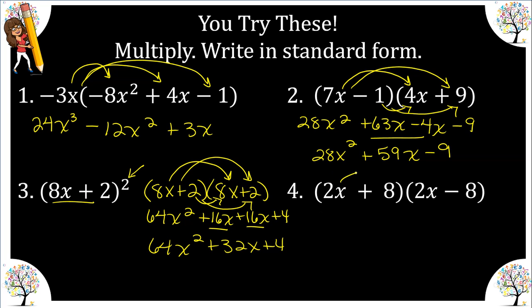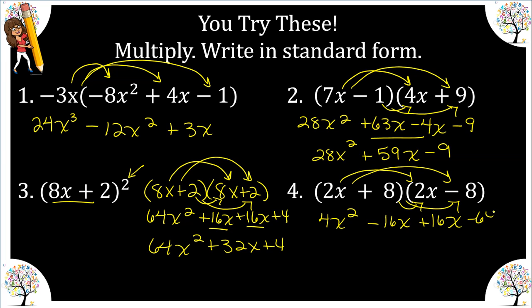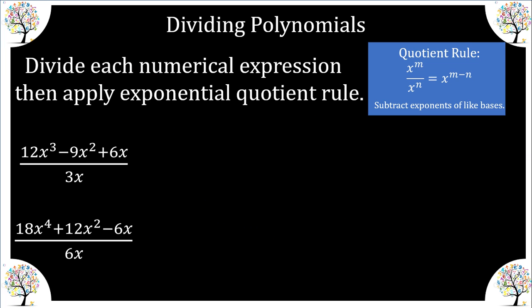And the last one, we multiply the 2x. Now we're multiplying the 8. And we're going to combine the two middle terms, and we see that they cancel out, and we are left with a quadratic binomial. Now let's take a look at dividing polynomials.